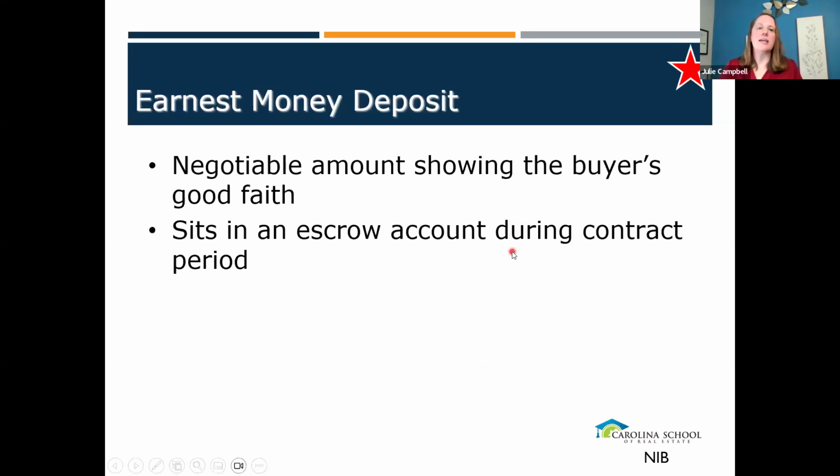Then the other money is an earnest money deposit. Again, a negotiable money, all negotiable. This time, this money goes to an escrow agent or a trust account. The escrow agent is an impartial third party. They have no interest in this money. They're just holding it on behalf of everybody. The earnest money deposit shows the buyer's good faith. It shows the seller that this is a serious buyer. They're not just out there kicking tires. They're genuinely interested in buying your home.